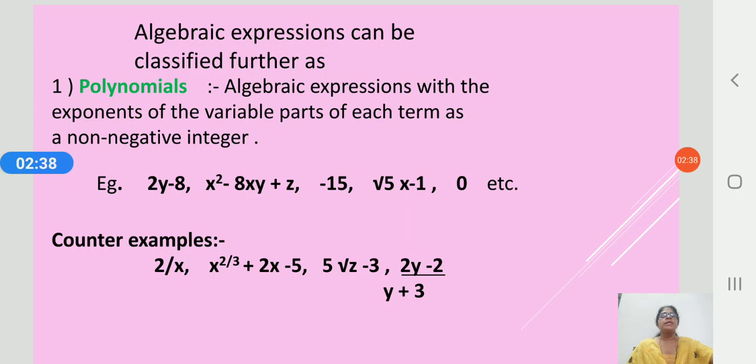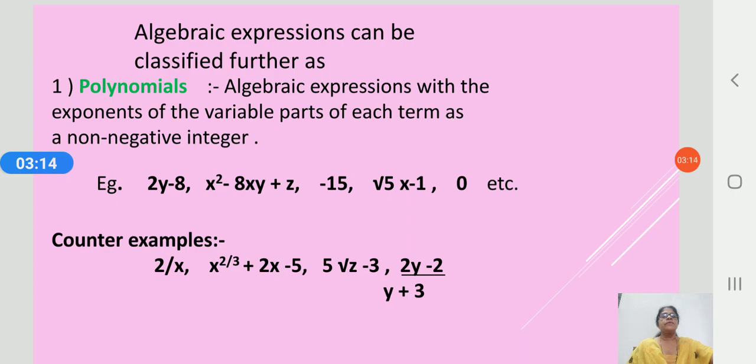The non-polynomial examples are 2 by x. Here the variable is x. 2 by x can be written as 2 into x raised to negative 1. That is, the degree is negative 1. It is not a polynomial. Second example, x raised to 2 by 3 plus 2x minus 1. Here the variable is x. Here the degree of this expression is 2 by 3. It is not a non-negative integer, hence it is not a polynomial.